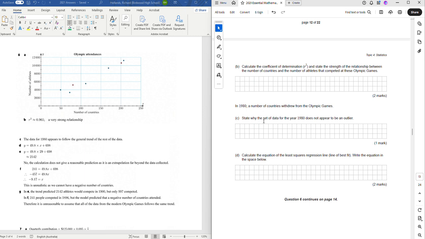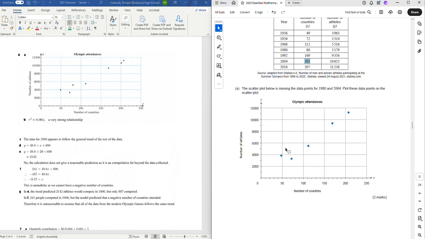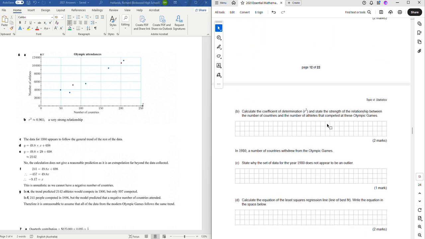C, state why the data point for 1980 does not appear as an outlier. All right, if you have a look at 1980, there were a lot fewer countries than these two. But the reason why we don't discredit it is because it fits the trend of the data, working in that positive upward trajectory.